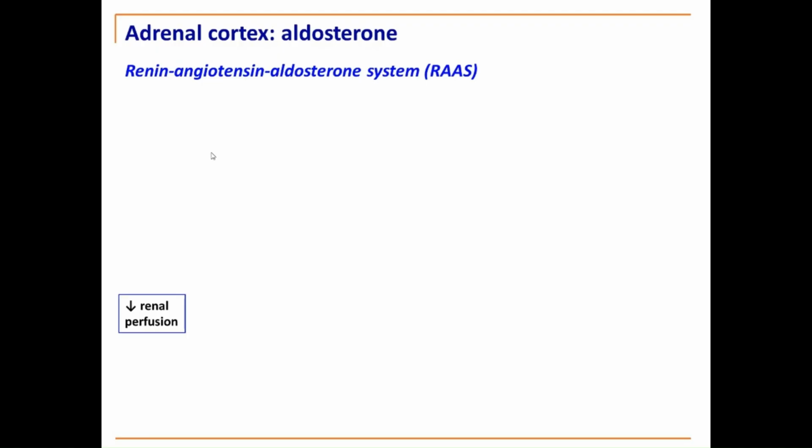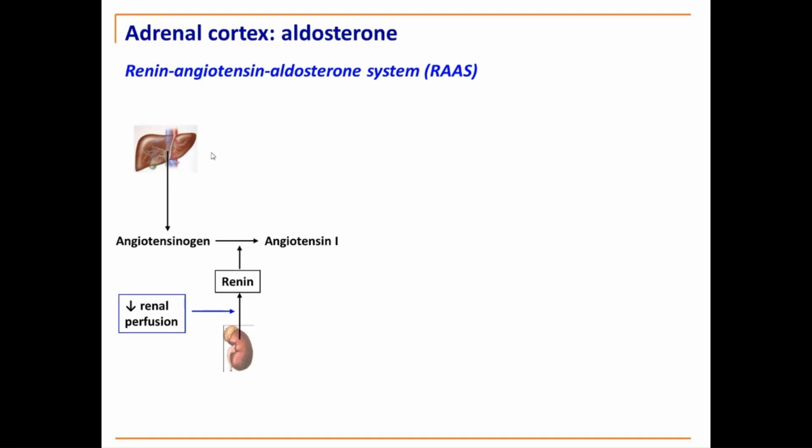So you guys know this very nicely, so we'll run it very, very quickly. If you have reduction in renal perfusion, for whatever reason that might be, that stimulates the release of renin. That acts on angiotensinogen, released from the liver, to produce angiotensin 1, and angiotensin 1 is converted to angiotensin 2 by angiotensin converting enzyme within your capillaries within the lungs.